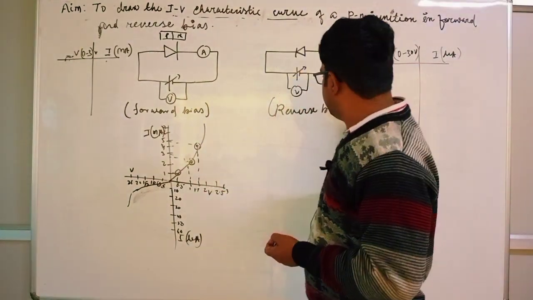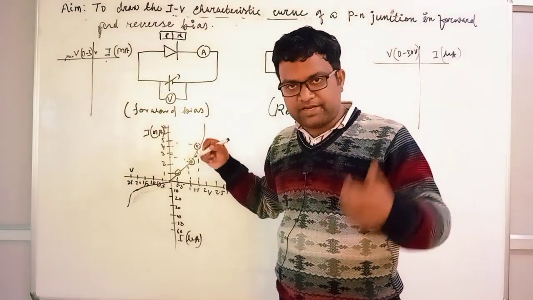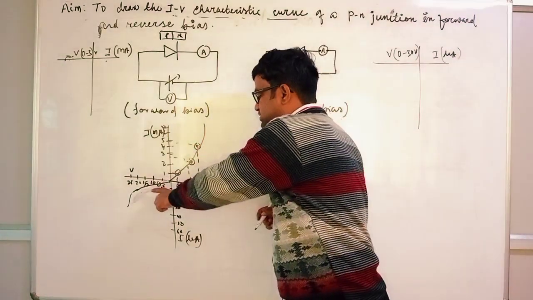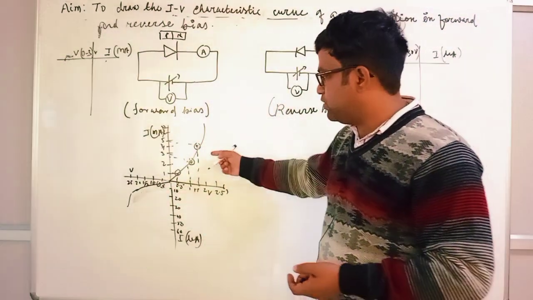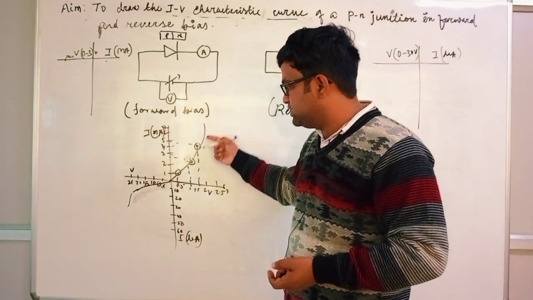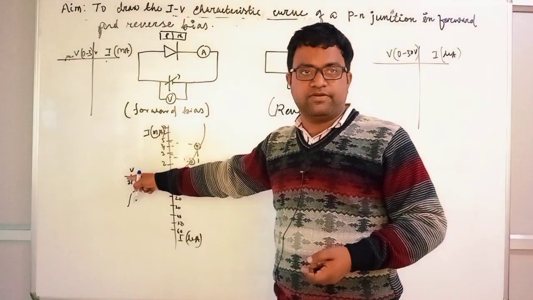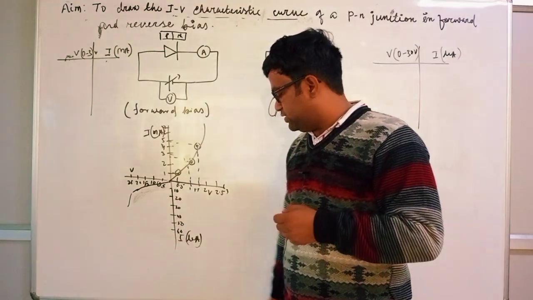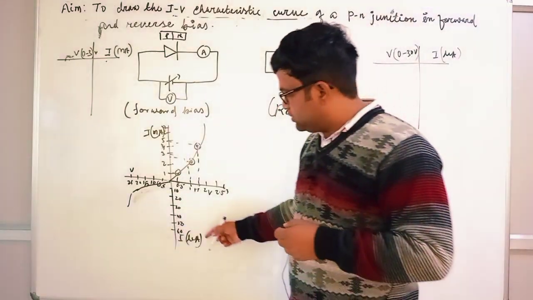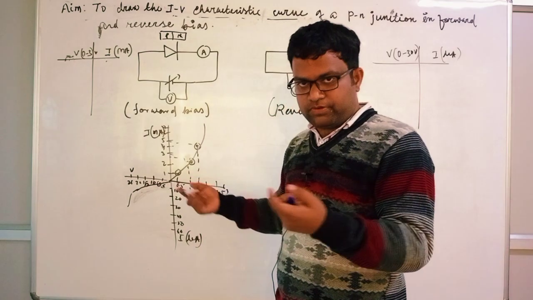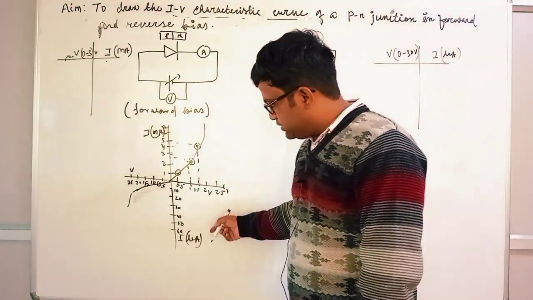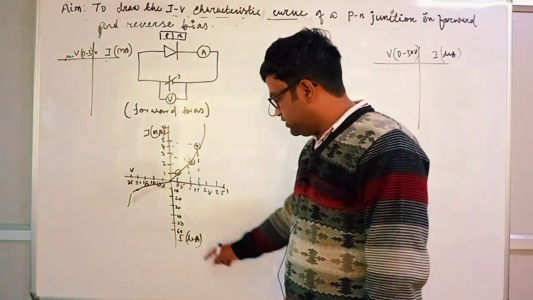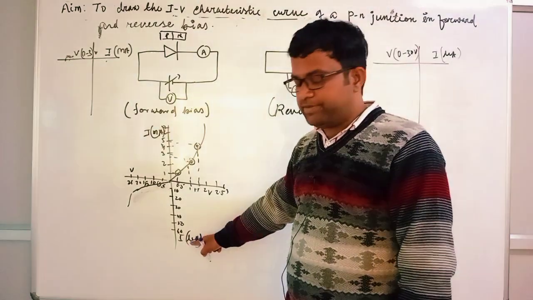Then similarly for the reverse bias, you can draw two separate graphs, or in the same graph you can show both forward bias and reverse bias. So this is the forward bias. In reverse bias, in the opposite direction, I have kept the voltage in the negative direction and the current in the downward direction. Because the direction of current will change, I have kept it in the negative y direction, and I have kept it in the microampere order.